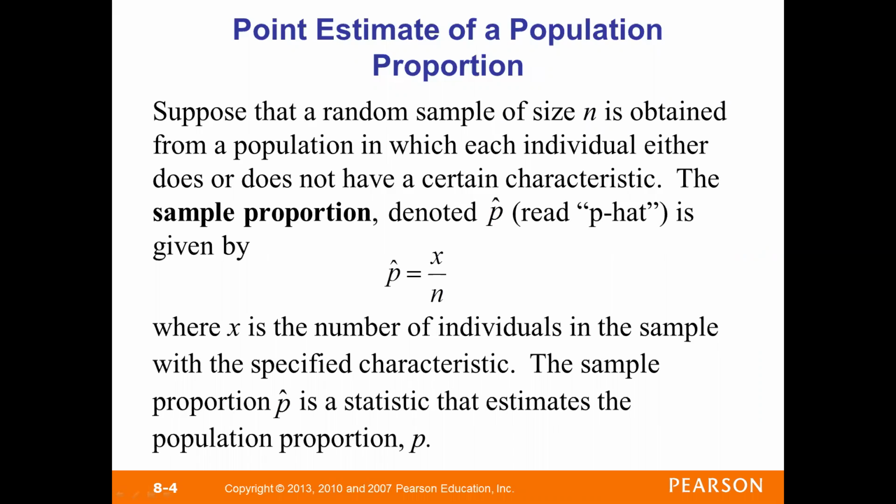First, we need to talk about the point estimate that we get for a population proportion. That point estimate will be called the sample proportion. The sample proportion, denoted by p hat, is an estimate of the population proportion, p, and it's given by the number of individuals in the sample with a specified characteristic divided by the total number of people in the sample. So it's the number with the characteristic divided by the total number asked, or total number measured.